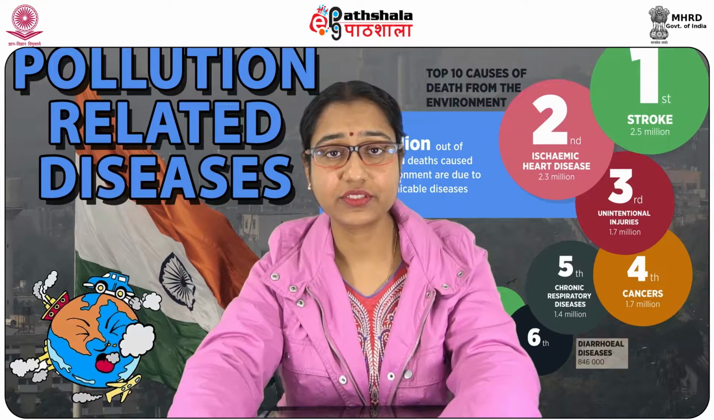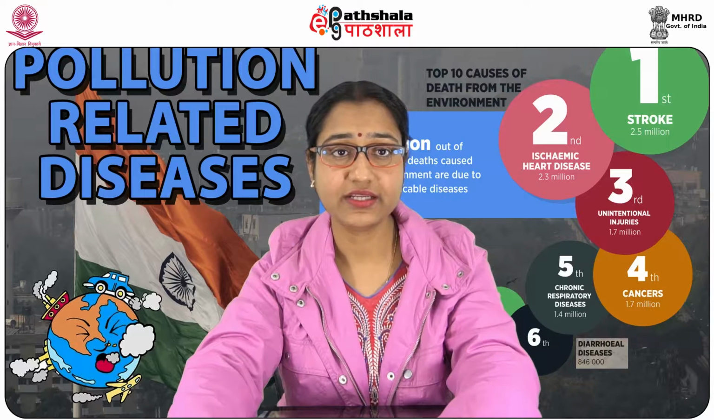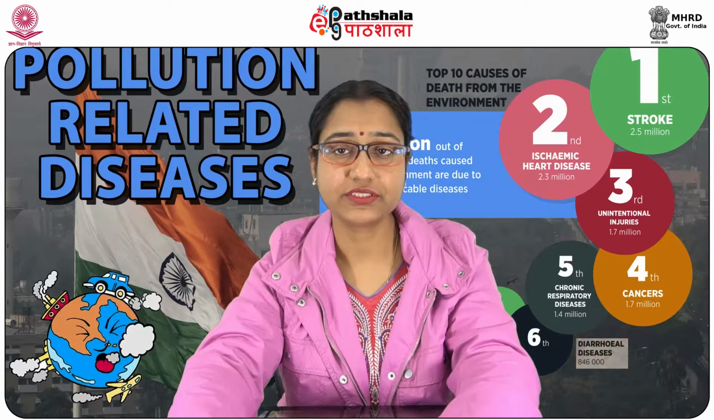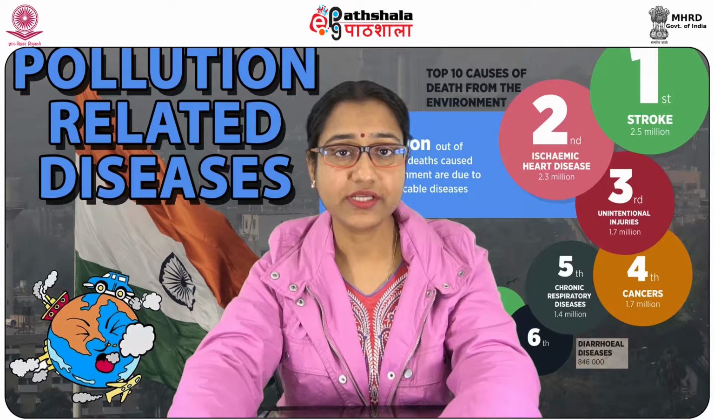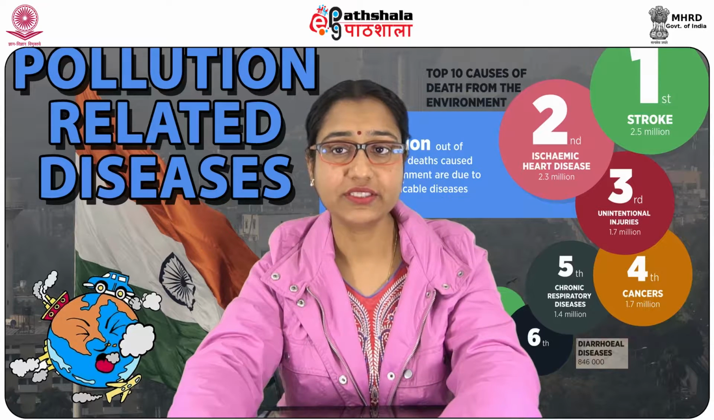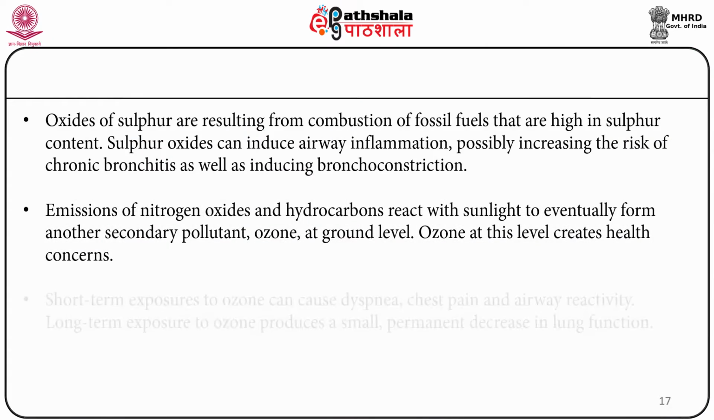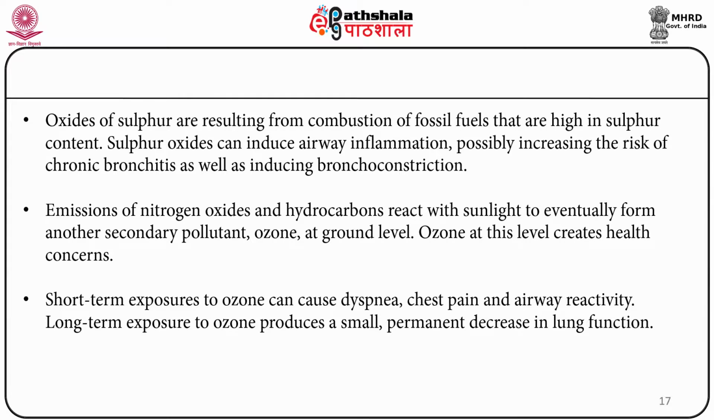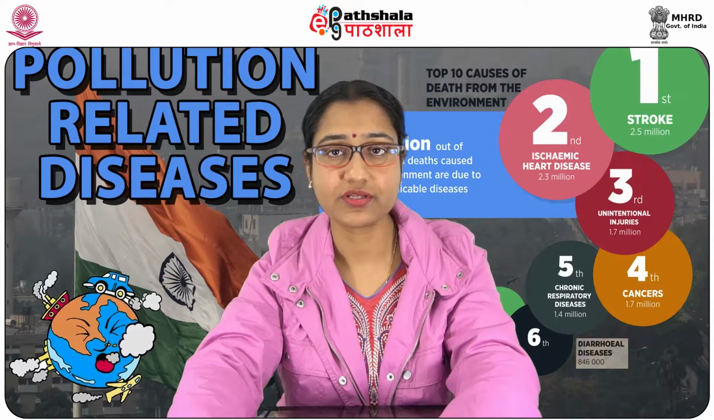Gaseous pollutants include sulfur compounds such as sulfur dioxide and sulfur trioxide, carbon monoxide, nitrogen compounds such as nitric oxide, nitrogen dioxide, and ammonia, organic compounds such as hydrocarbons, volatile organic compounds, polycyclic aromatic hydrocarbons, and halogen derivatives such as aldehydes and odorous substances. Oxides of sulfur result from combustion of fossil fuels that are high in sulfur content. Sulfur oxides can induce airway inflammation, possibly increasing the risk of chronic bronchitis as well as inducing bronchoconstriction.